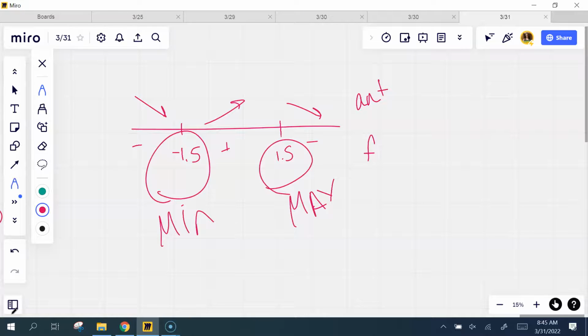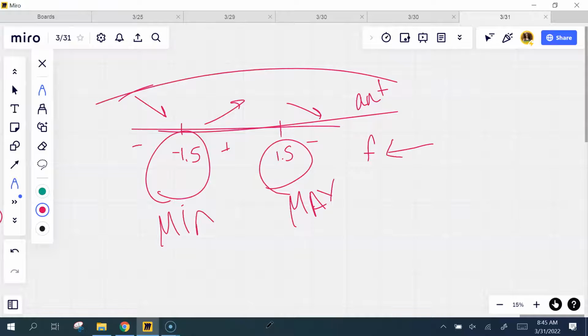So when we change direction is from maximum. Yes. When the derivative crosses the x-axis, yes, it's when you change direction. It's when the function changes direction, because this is describing the function, which happens when the derivative changes signs.